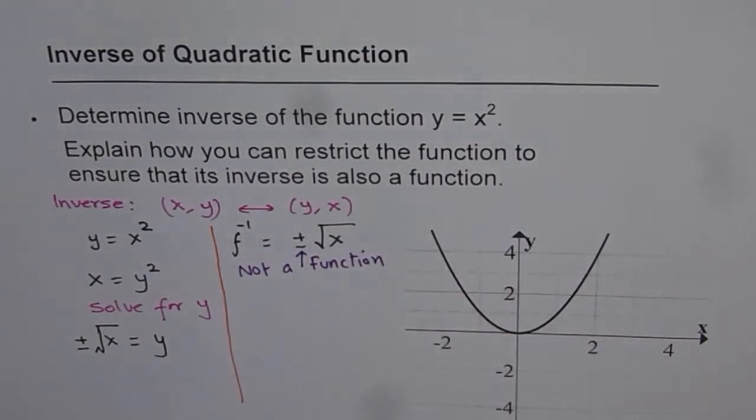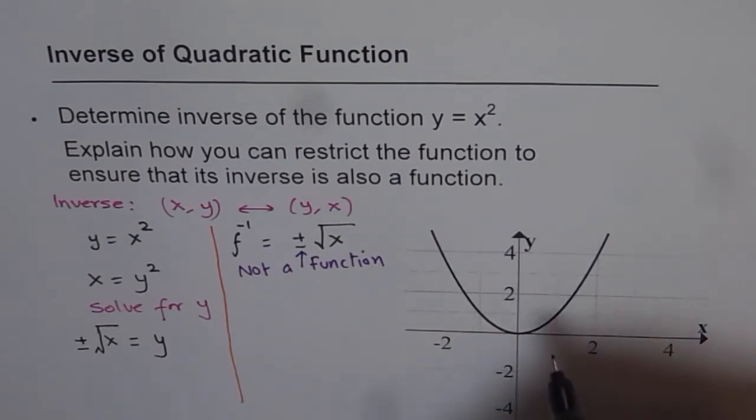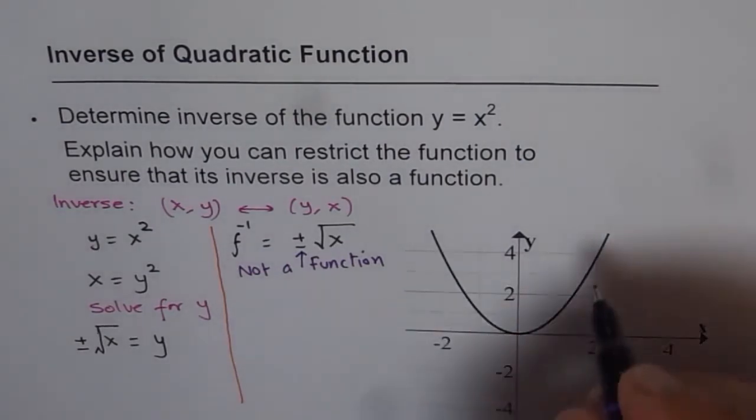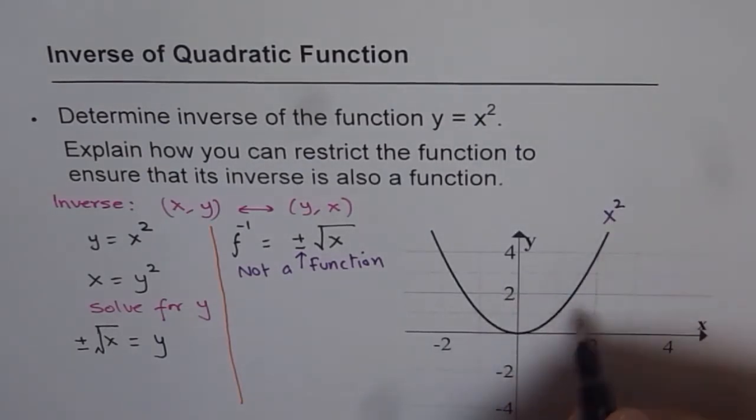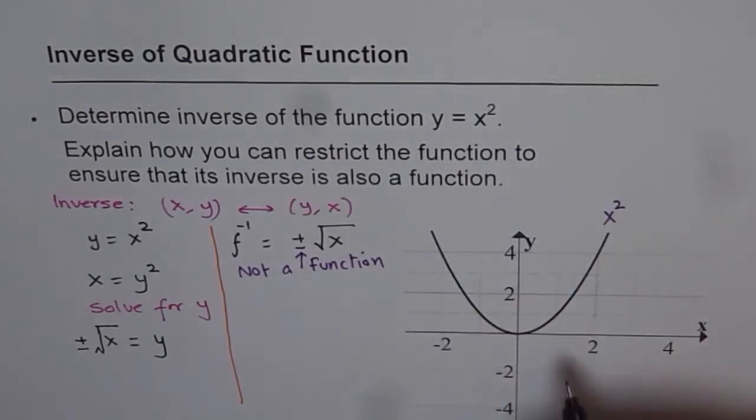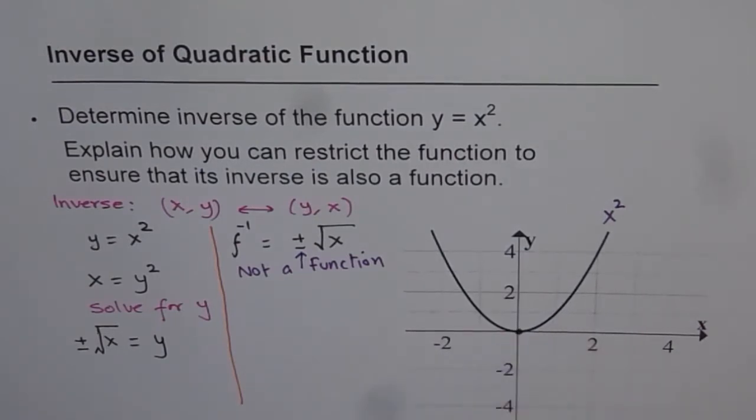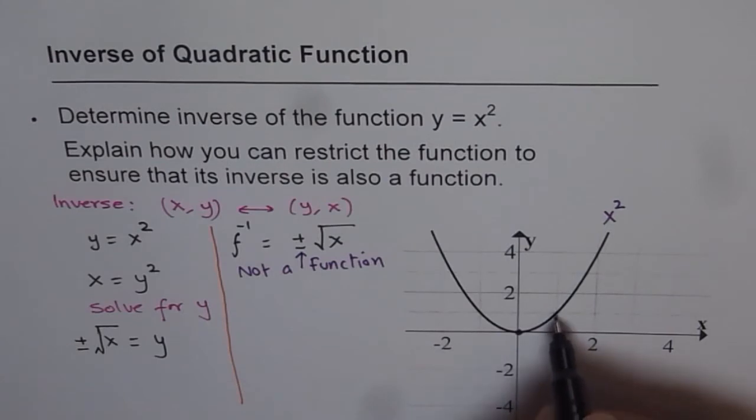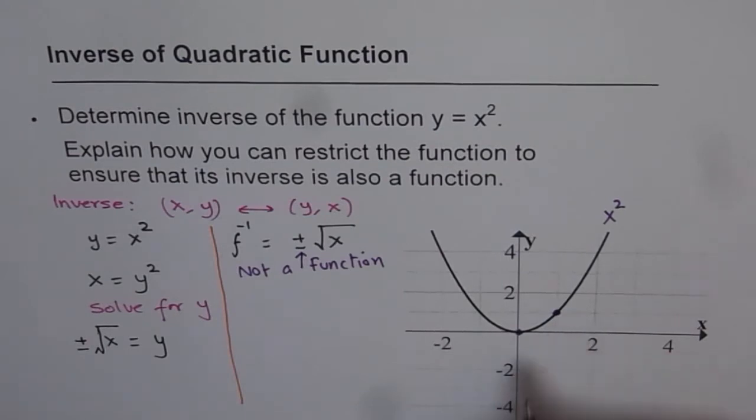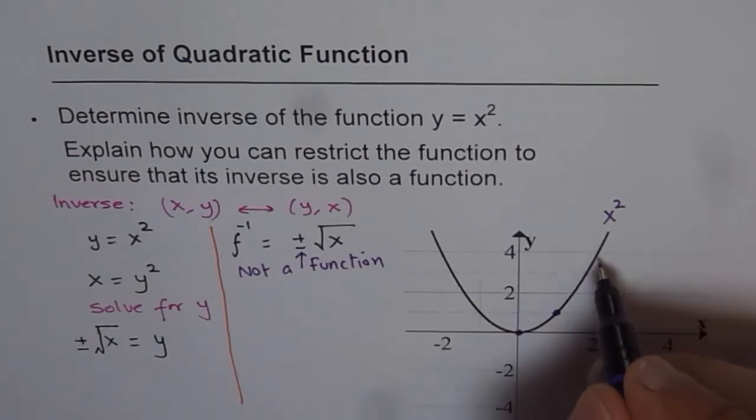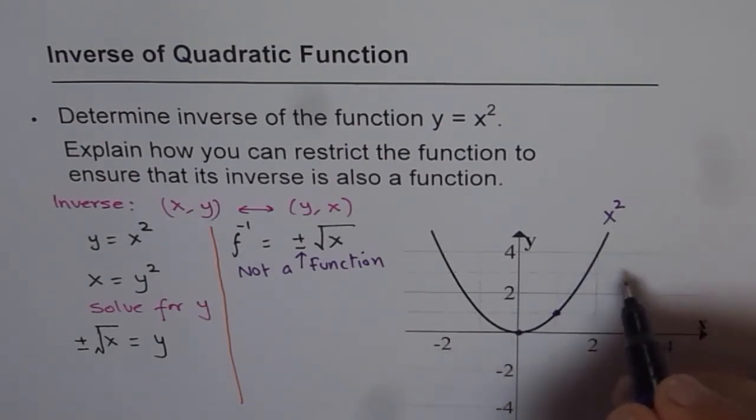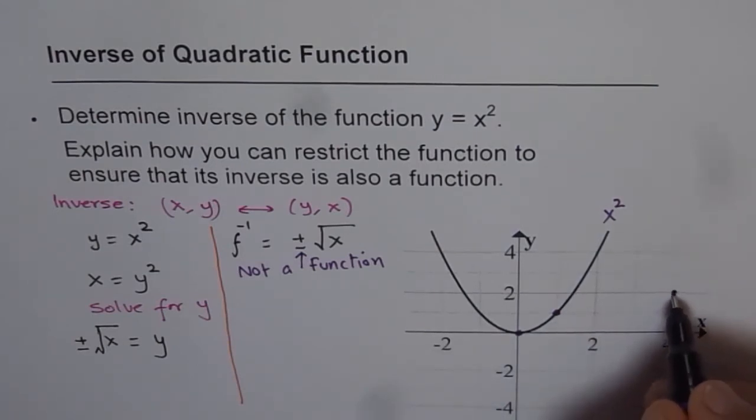Now if we have to draw this, how are we going to draw it? Here we have the function y equals x squared, and we have already plotted its graph. To draw the inverse, we can swap the x and y values. (0, 0) gives (0, 0) itself. (1, 1) gives (1, 1). These are invariant points. Another good point is (2, 4). When you swap, you get (4, 2). So that is the point.